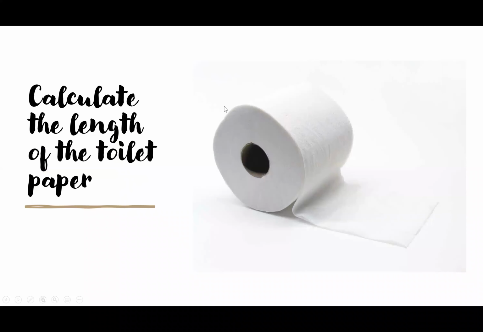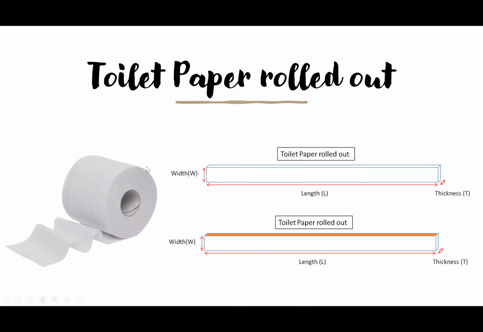So what we're going to do is unroll the toilet paper and then calculate the length of the toilet paper. I just drew a picture here with the toilet paper rolled out. When you unroll the entire toilet paper, it's not infinitely long, but it is a super long piece of paper. The width is this width here, and the length is mega long. The thickness of each paper we call T. I drew the thickness in orange in the second picture, so you can visualize it here. It's very thin, but it still has thickness, so it is called T.